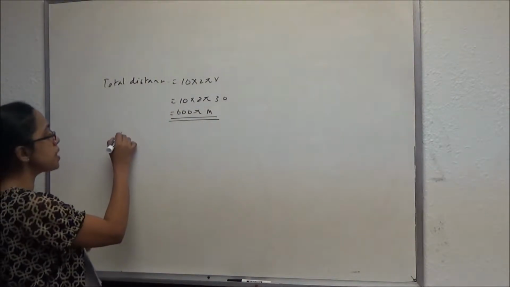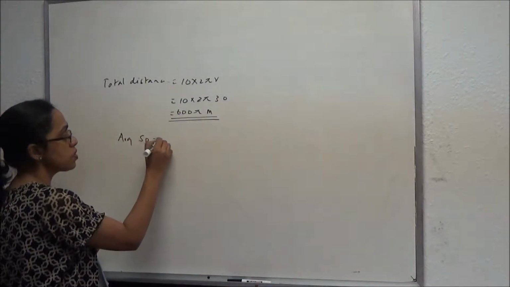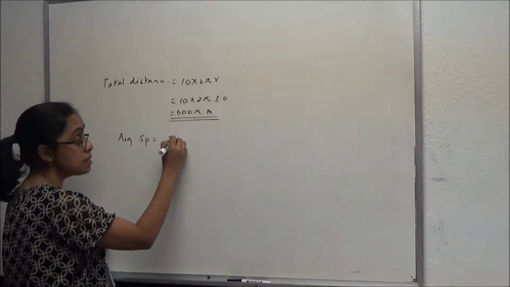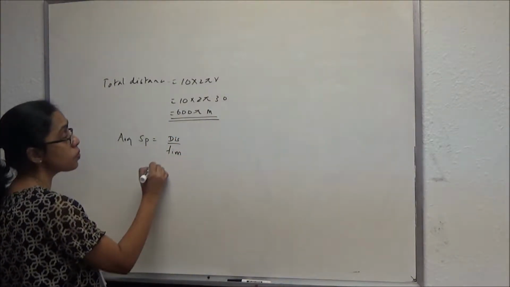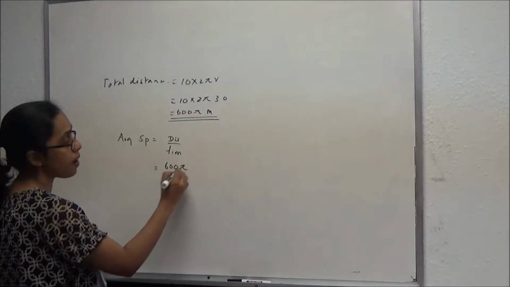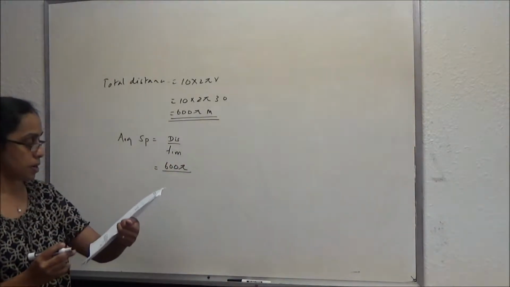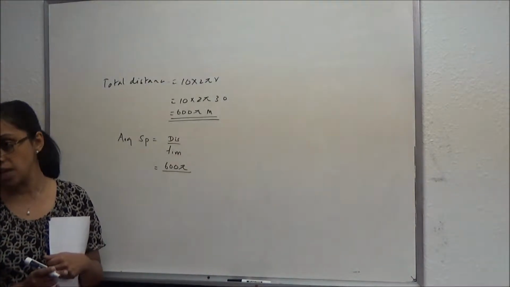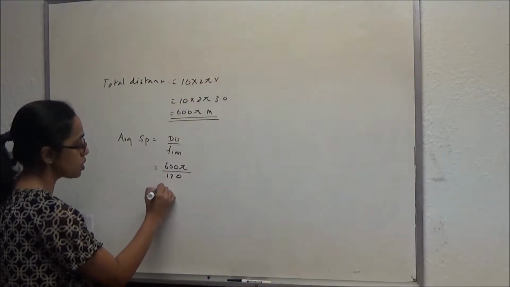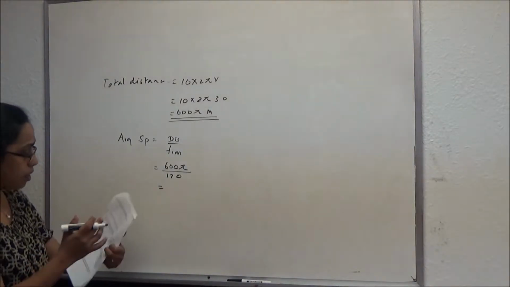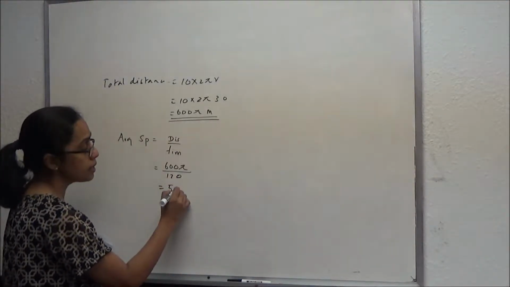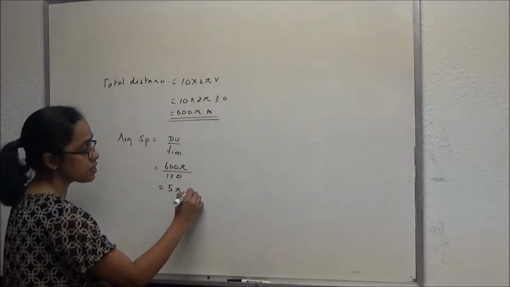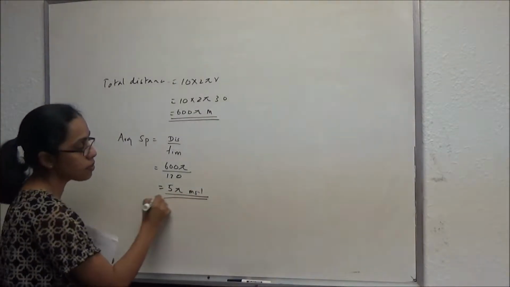So average speed equals distance over time. What is the total distance? 600 pi. And what is the time? 2 minutes. What does 2 minutes mean? Can you write 2 minutes? 120 seconds. So it should be 5 pi meters per second, 5 pi ms minus 1.